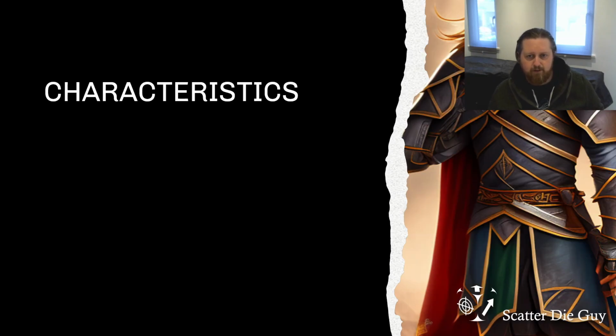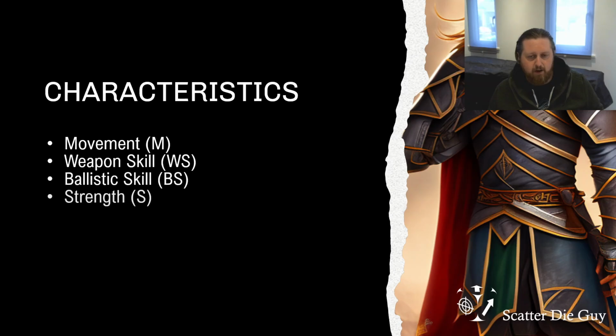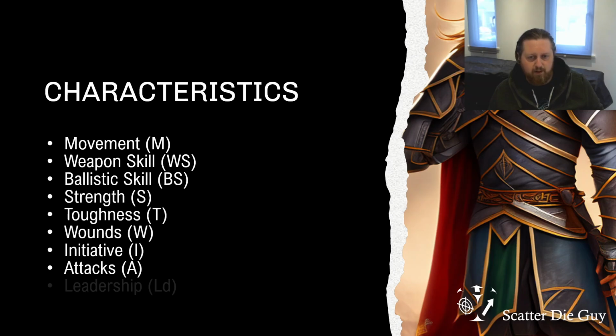The unit profile consists of a set of 9 numerical characteristics. These each represent an attribute of the unit, whether that be a physical attribute, such as how strong the models which form the unit are, proficiency at a core battlefield skill, such as hand-to-hand combat or shooting, or the unit's mental fortitude in the face of the trauma of battle. These 9 characteristics are movement, weapon skill, ballistic skill, strength, toughness, wounds, initiative, attacks, and leadership.